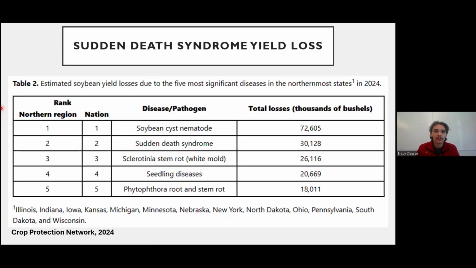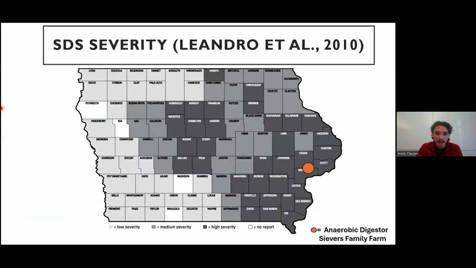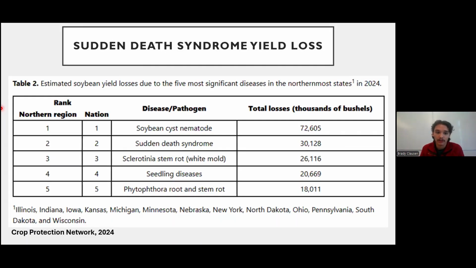Just to give you an idea of what the most important pathogens are in the United States, sudden death syndrome is ranked number two among all significant diseases for soybean. So I wanted to emphasize, we're not dealing with any rare pathogen here; it's very widespread and a very big problem, mostly leading to yield loss, right? At the end of the year, around 30,128 bushels of soybean are lost due to this disease.